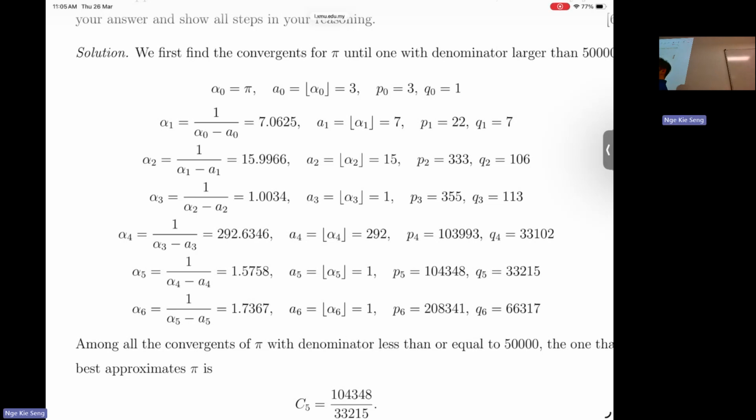Okay, is everyone okay with this? So you found the largest denominator that's less than 50,000. Turns out it's A5, because if you compute A6, it already exceeds 50,000. This one, the denominator is Q. Never think about it if this is so crazy.